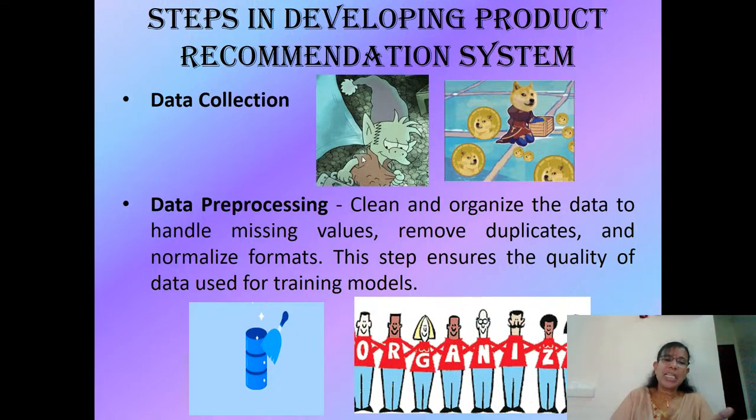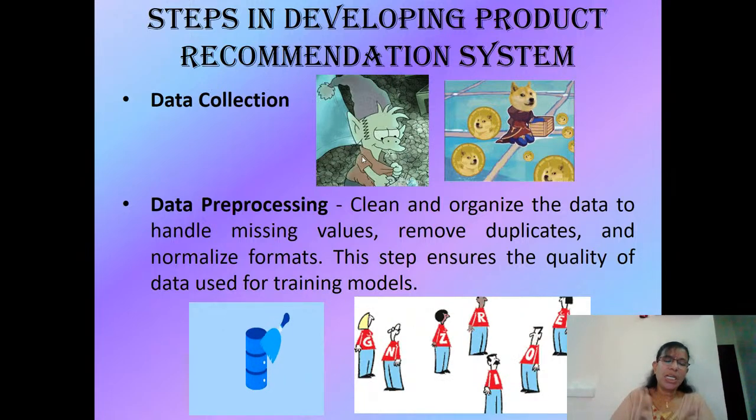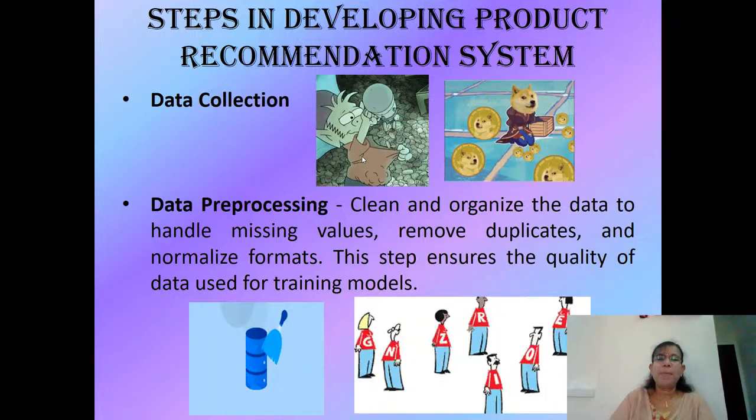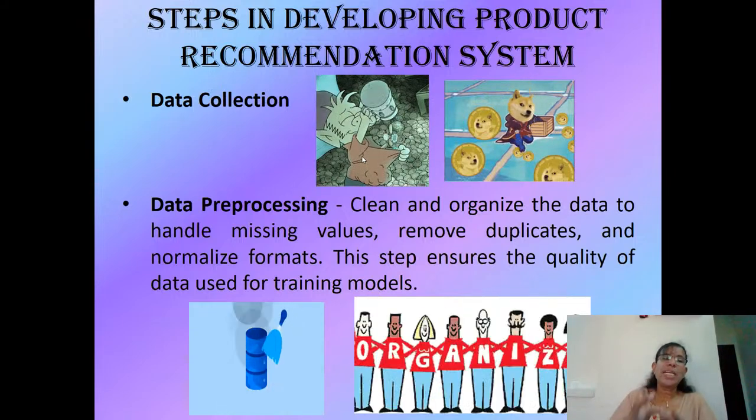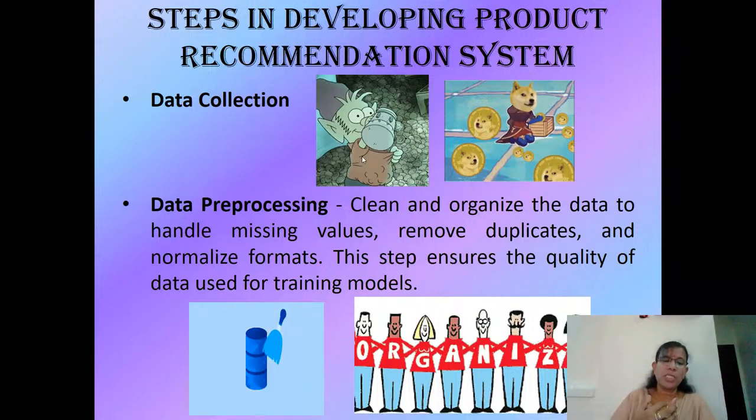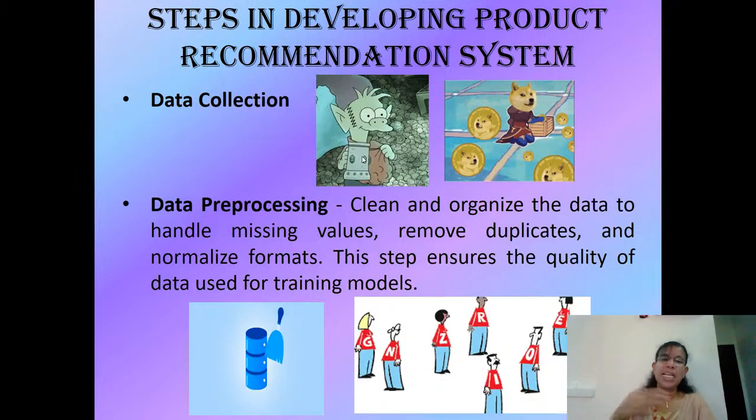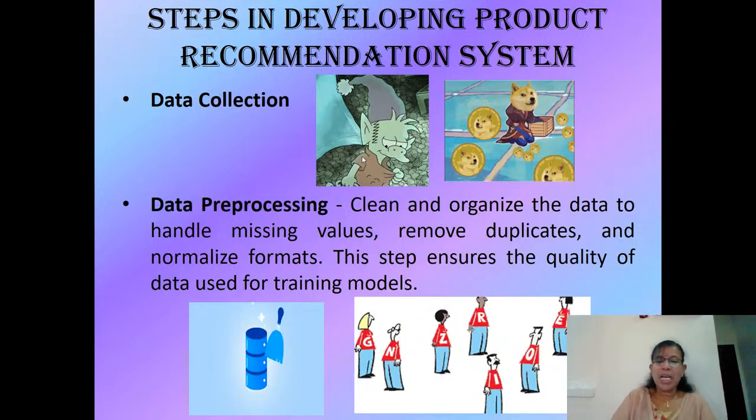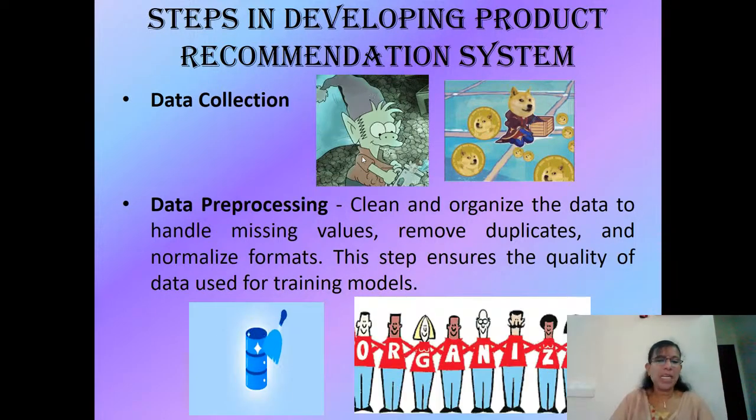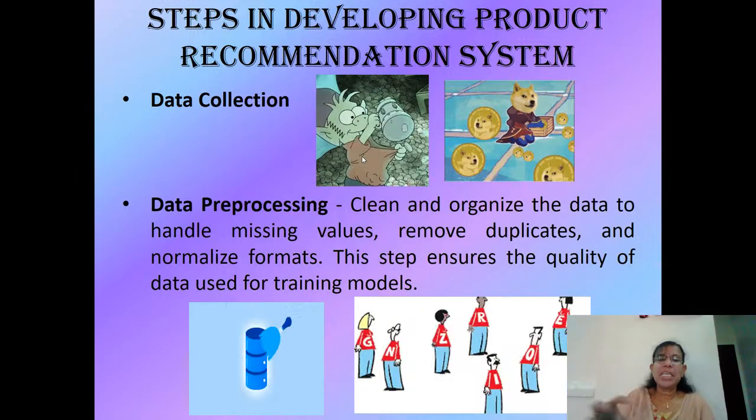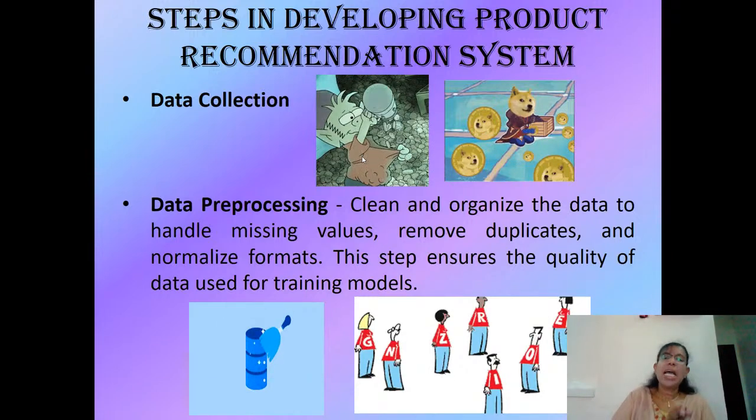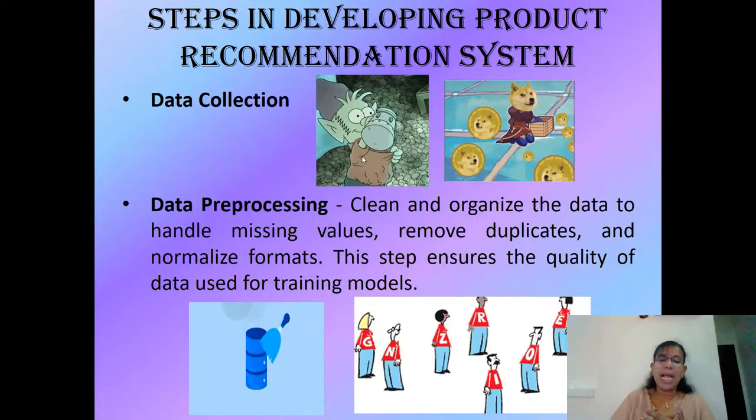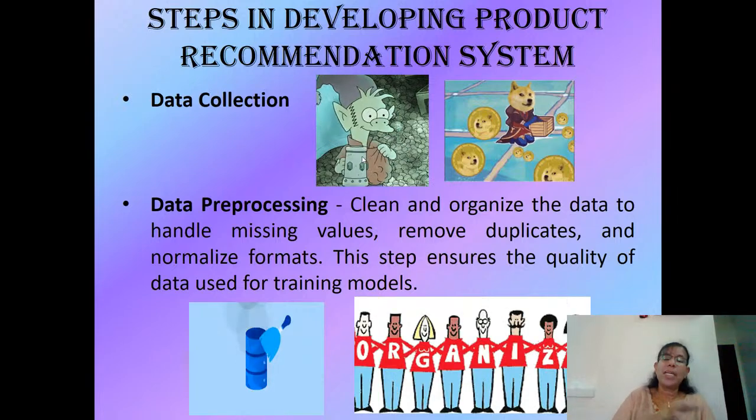Then, as I said, in the second step of machine learning, here also the second step, because we are using machine learning to develop the product recommendation system, is data pre-processing. What do you mean by pre-processing? First, the data has to be cleaned. Clean means it will delete unnecessary characters. Sometimes the data will have some special characters. So it will delete the unnecessary characters, unwanted data, and empty spaces, and then it will arrange the data. Missing values will be handled, and duplicates will be removed, and all this will be done.